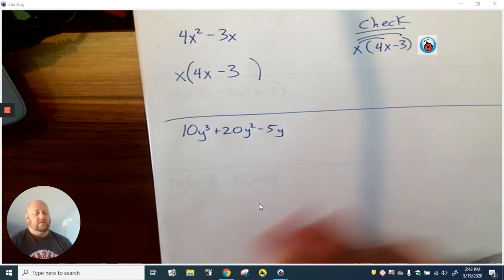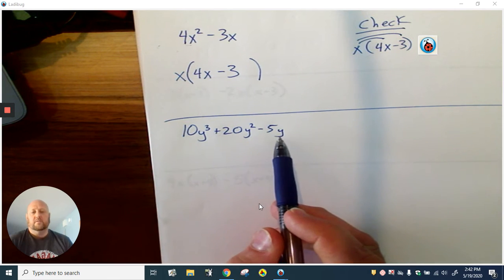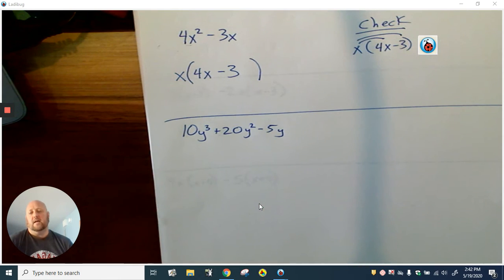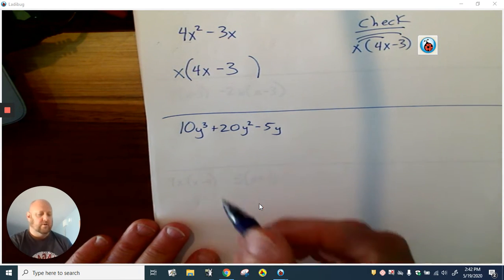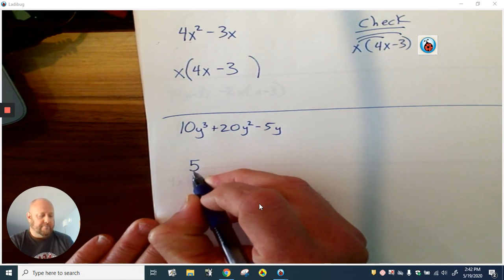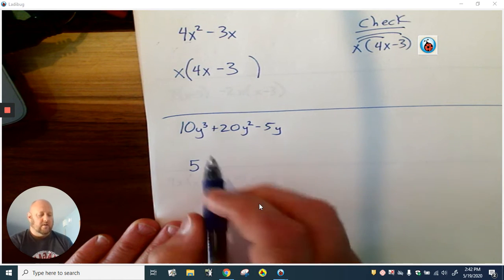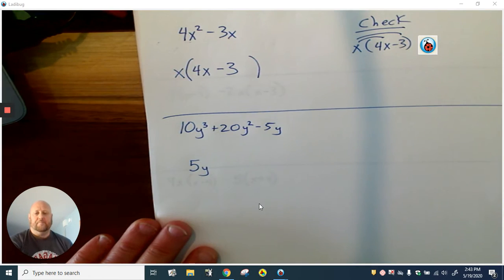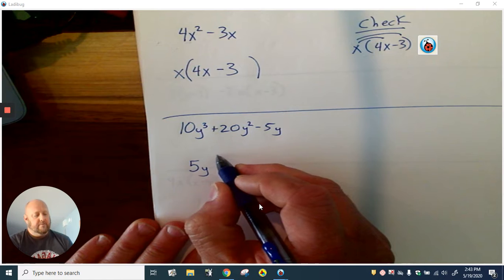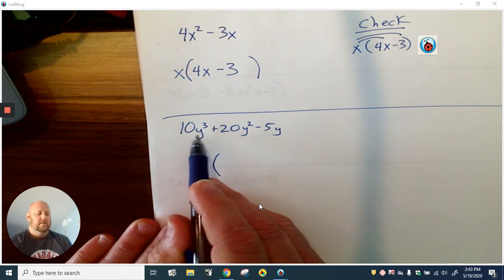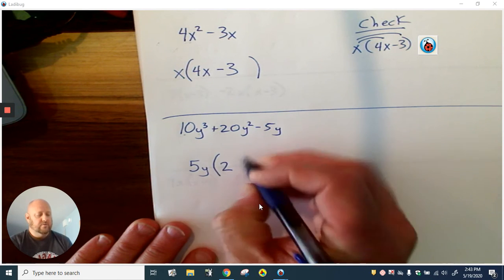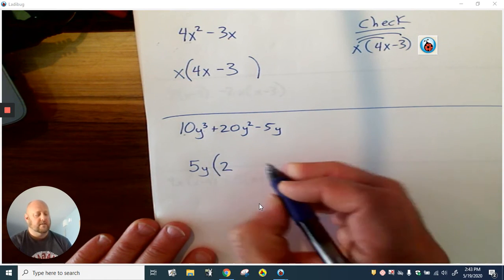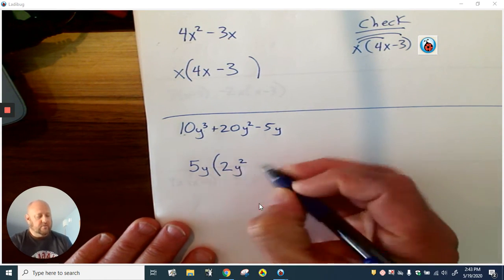Let's try another one. And you can look to see what all three of these terms have in common. And that's what we need to try to do. Well, all three of these terms, you can divide them all by 5. But they also all can be divided by a y. Okay? And if we divide this by 5y, 10 divided by 5 is 2. Y to the third divided by y, you're still left with y squared.